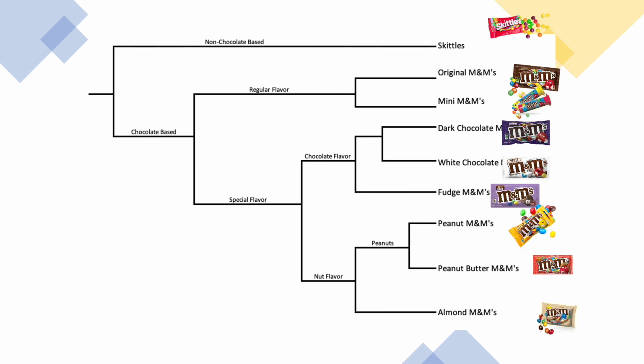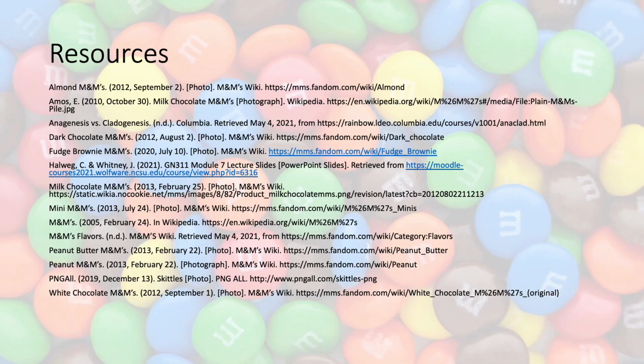the shorter lines, as the shorter the line, the more recent a divergence is, and the longer lines correspond to earlier divergence. And here are our resources used.